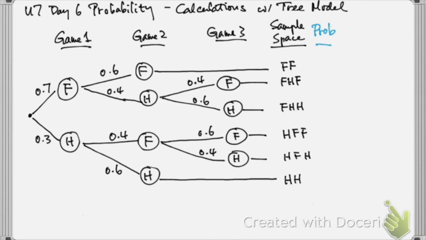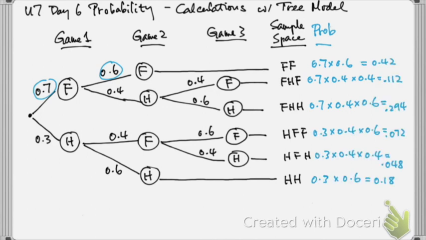And the way we calculate the probability for each outcome is by multiplying the probability numbers in each of those branches. In this case, the first one is 0.7 times 0.6. The next one is going to be 0.7 times 0.4 times 0.4. And the next one is going to be 0.7 times 0.4 times 0.6. And I've filled out the rest as well as calculated the actual probability value by multiplying those numbers together.